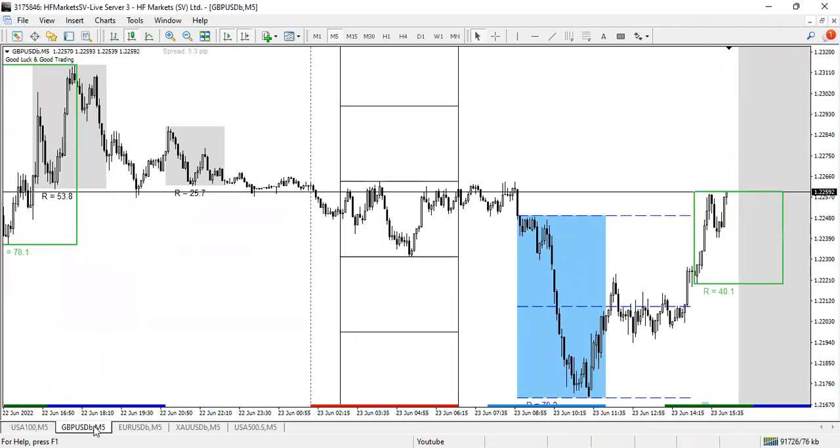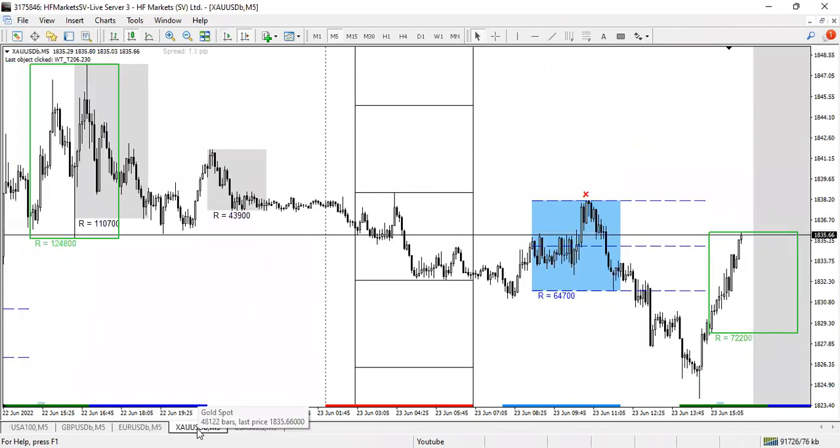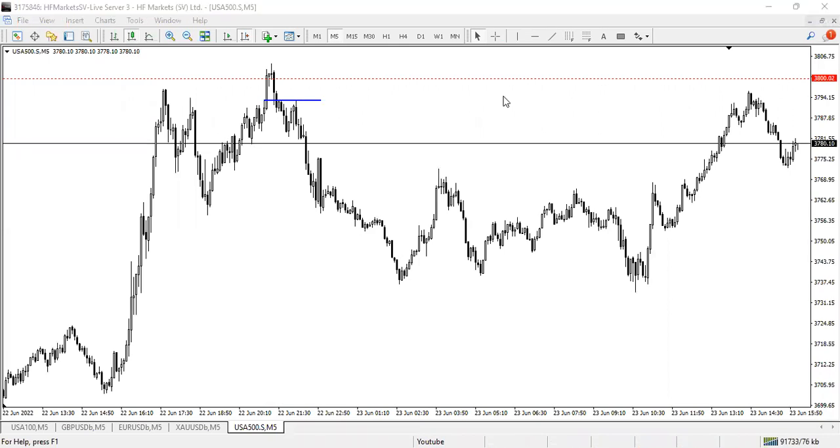So what do we have here? GU still pushing, EU pushing, gold pushing, S&P still doing nothing. All right, so how do you use the CBDR? I don't use the CBDR. I'm an ICT student, but I don't use every single ICT tool. I don't use SMT either. How do I incorporate time cycles in my trading plan? Who said time cycles in my trading plan?